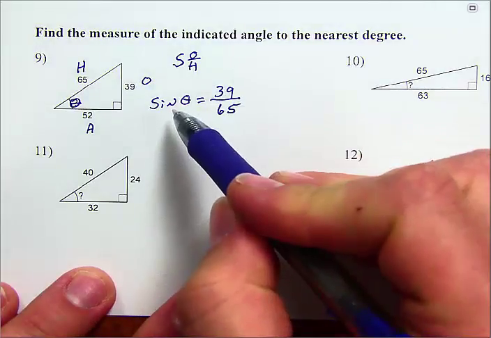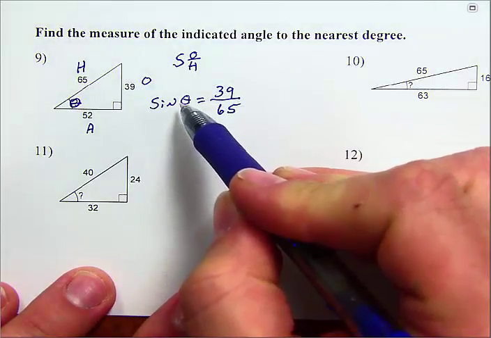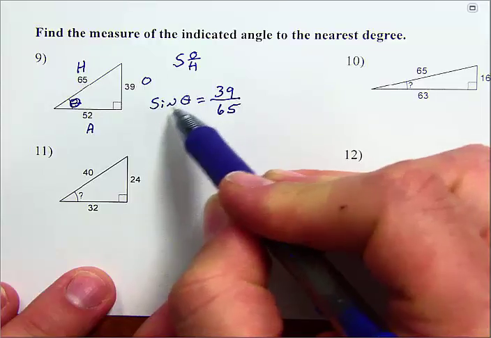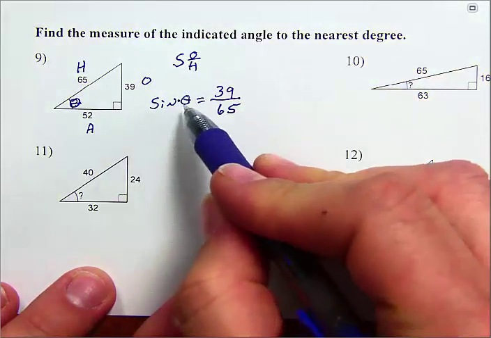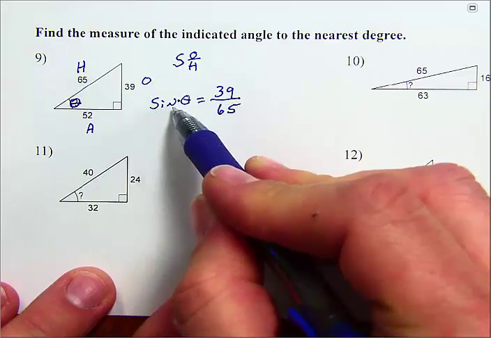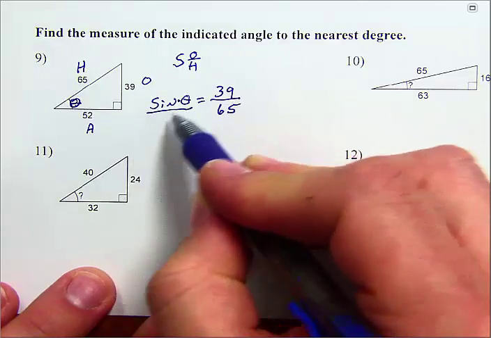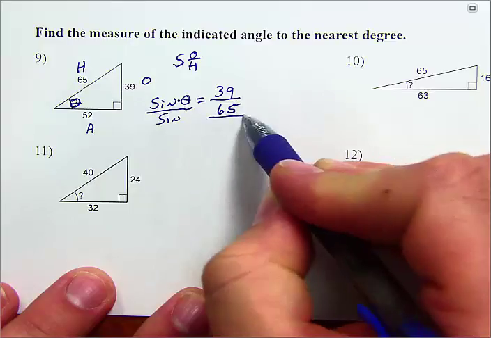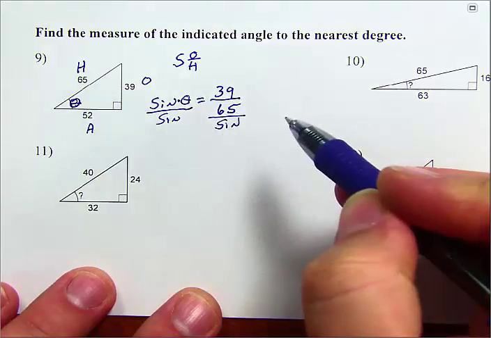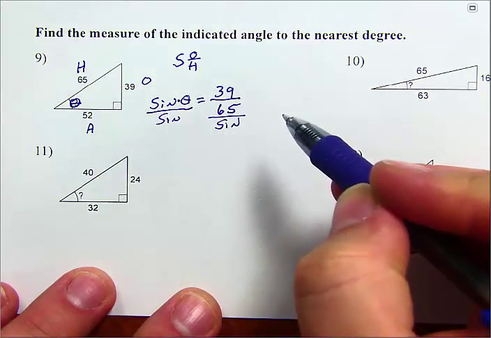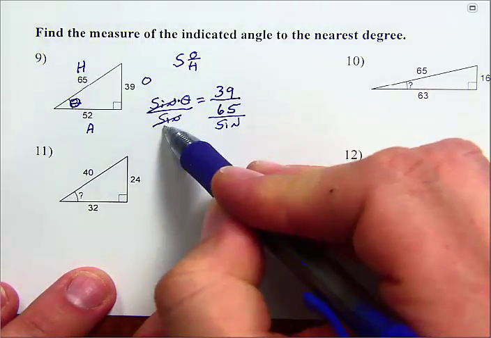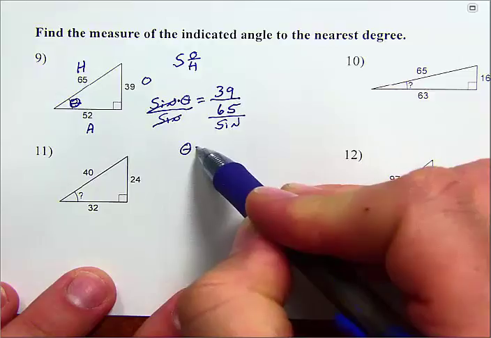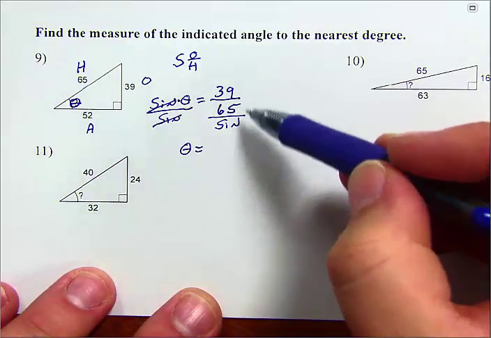What's happening between the sine and the theta? Well, any two things that are jammed together are multiplying. So what's the opposite of multiplying by sine? Well, it's dividing by sine on both sides. That looks like fun, doesn't it? Take care of the easy side first. Sine divided by sine is 1, and theta is left. But then you've got this weird fraction.